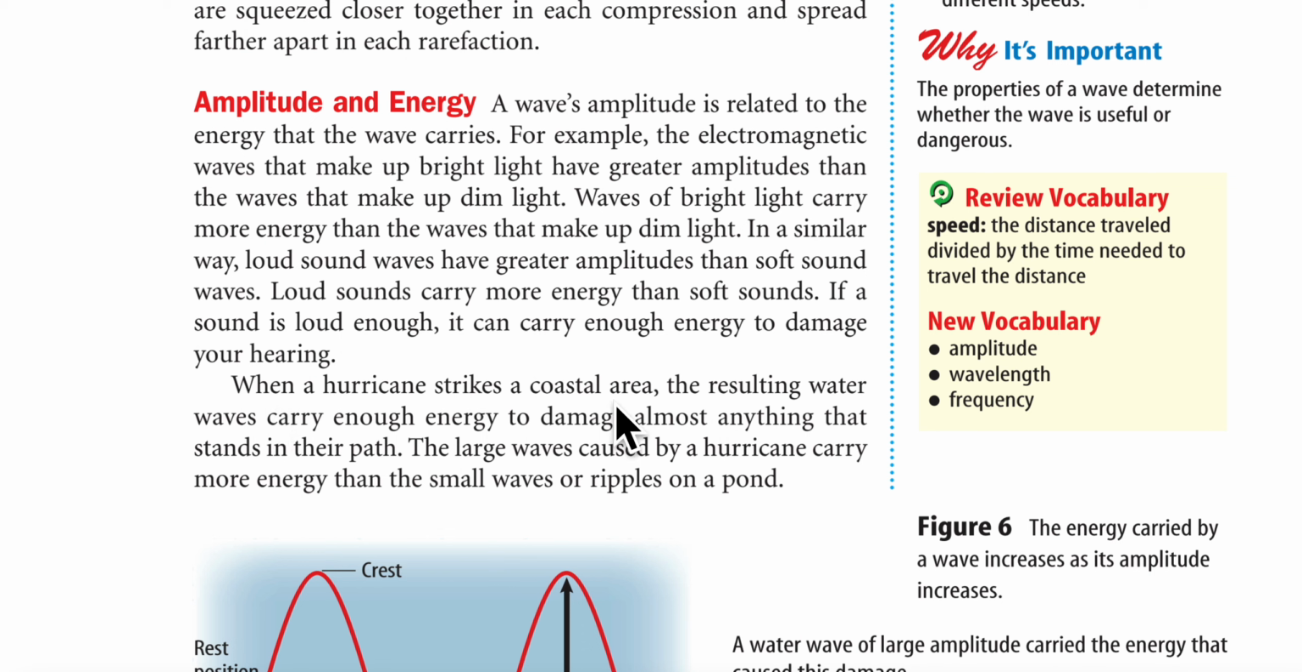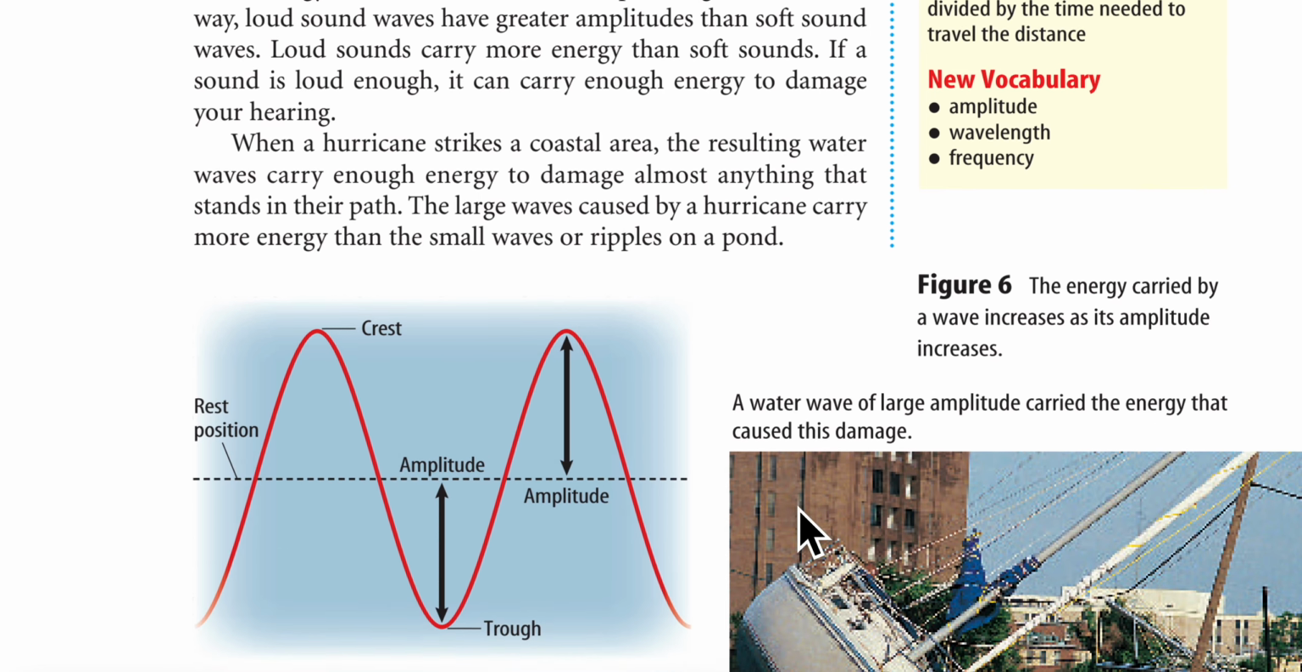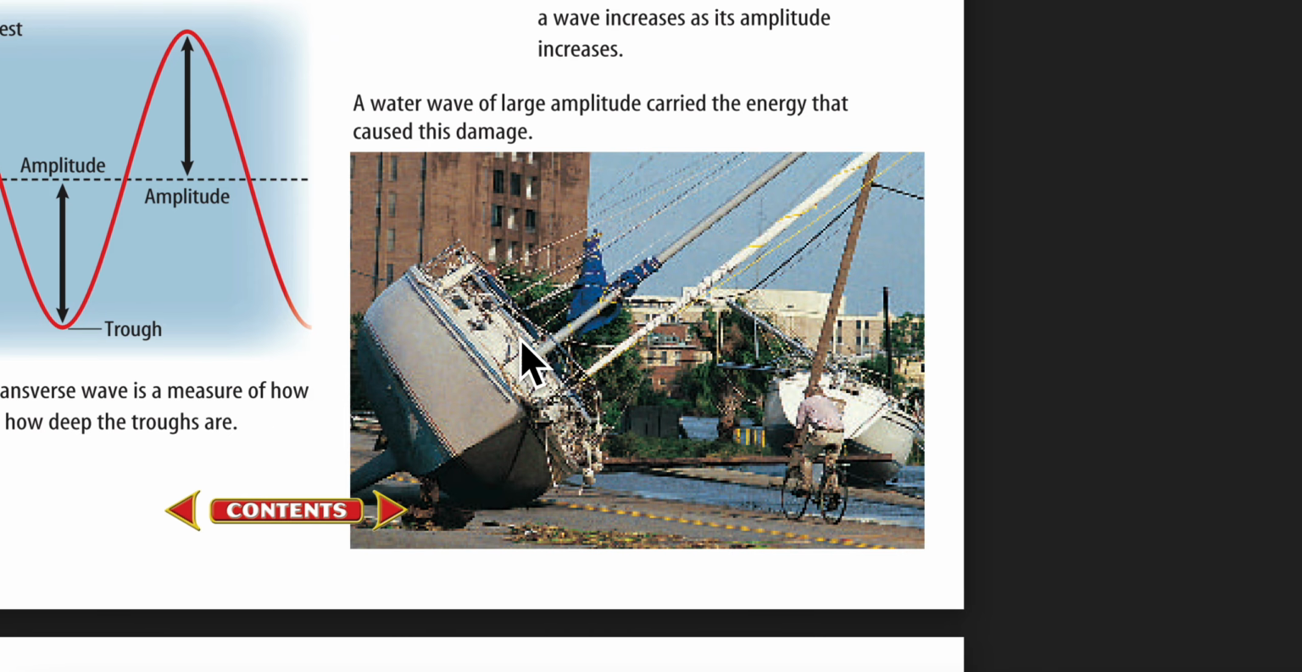When a hurricane strikes a coastal area, the resulting water waves carry enough energy to damage almost anything that stands in their path. The large waves carry more energy than the small waves or ripples in a pond. This picture here looks like a hurricane has washed onto this boat.